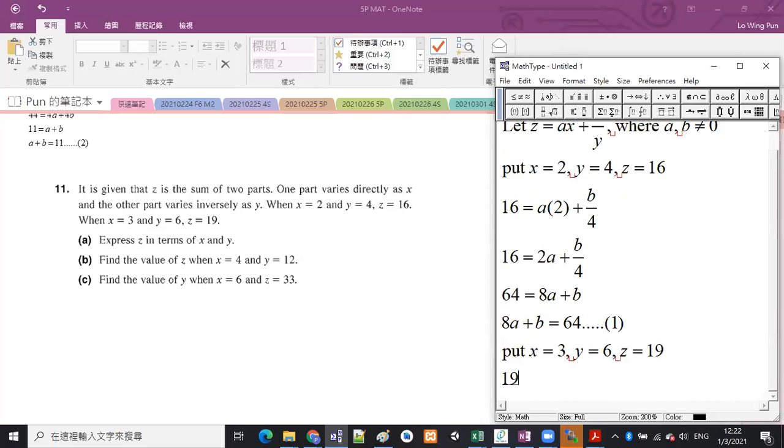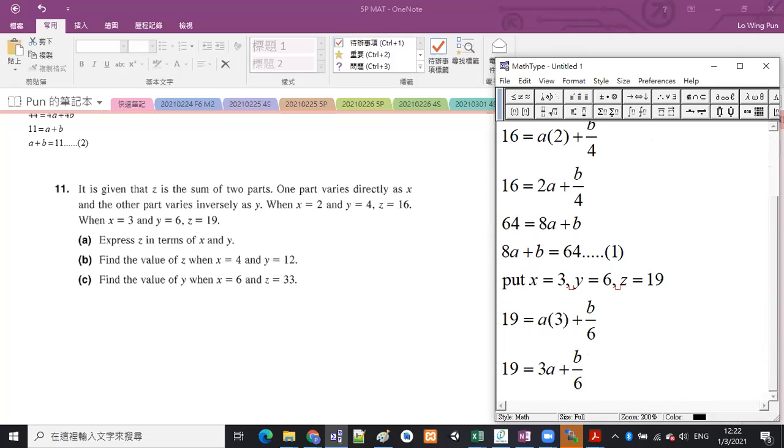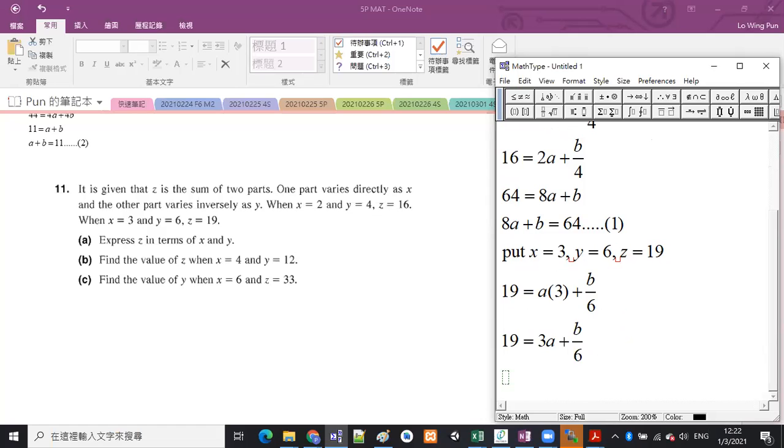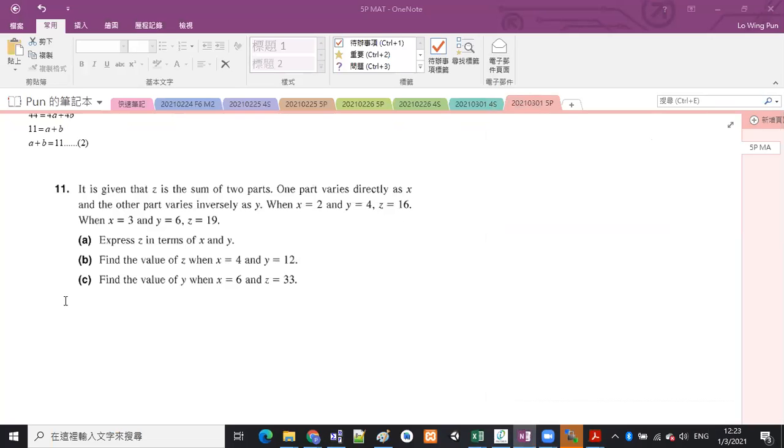Okay, and then we have 19 equals A times 3 plus B over 6. And 19 equals 3A plus B over 6. And again, we have a fraction here. And then we need to multiply 6 to every term in the equation. So 19 times 6 should be 114. And then 3A times 6 is 18A. B over 6 times 6 is B. Okay, and then we write this on the left and the number on the right, and label this to be equation 2. Okay, so let me paste it here first.